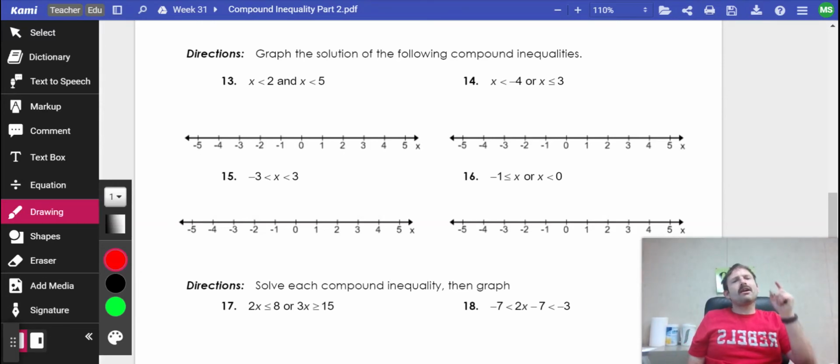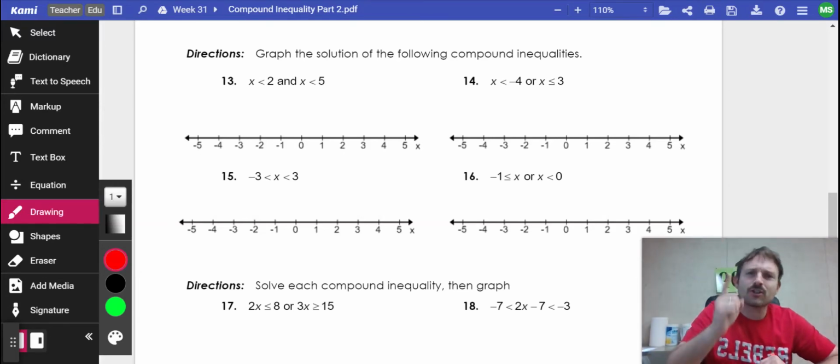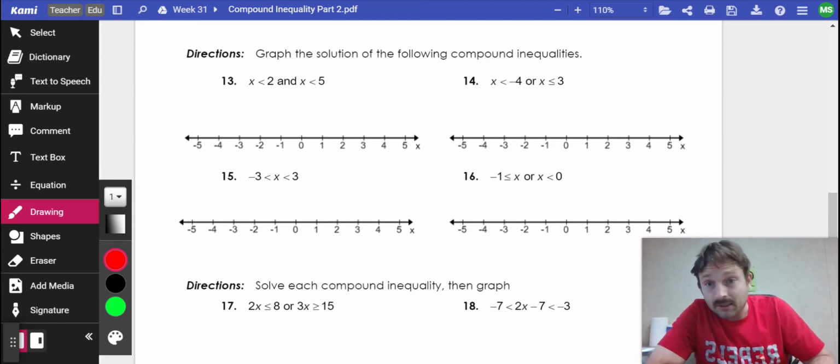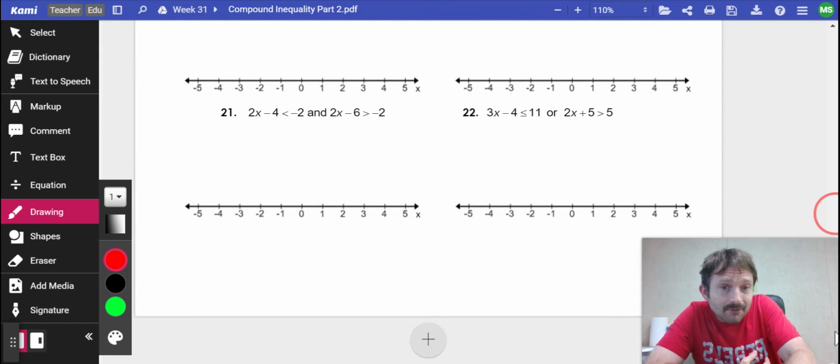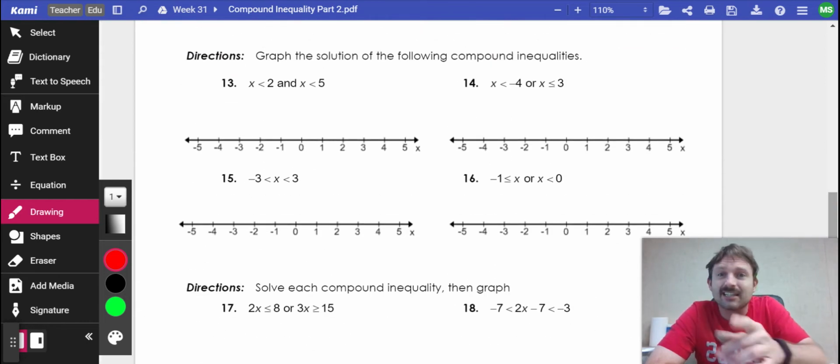Welcome, everybody. We are on Compound Inequalities Part 2b. All right, so I see 13. We're going to be working on 13 through 22. Let's get going.